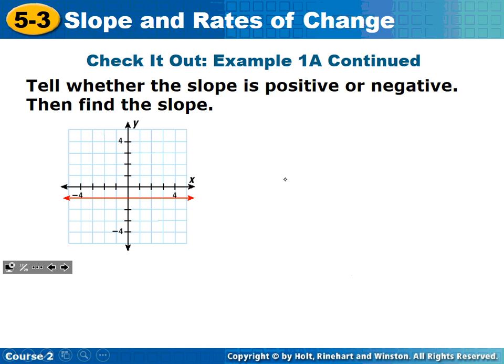Now, this is kind of a trick one. We got to find an intersection. Well, it crosses here, it crosses here, it crosses here, it crosses all over, right? How far does it go up from one to the next? 0. So this slope is 0. This slope is 0.